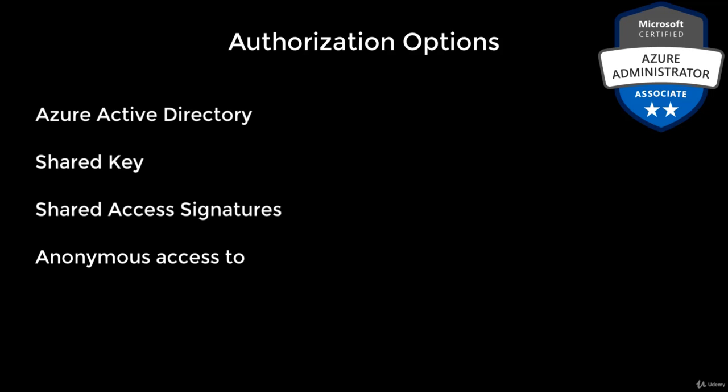The last one is anonymous access to containers and blobs. When creating a container or the blob, you have an option to make it anonymous. So you can make your blob resources public at the container or the blob level. A public container or a blob is accessible to any user for anonymous read access. So read requests to public containers and blobs do not require authorization.